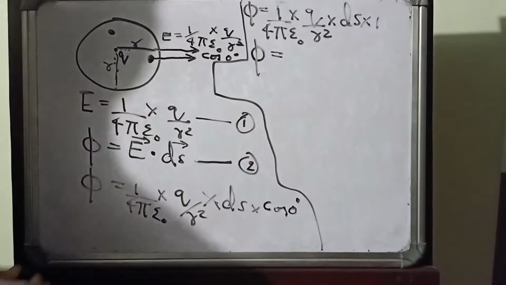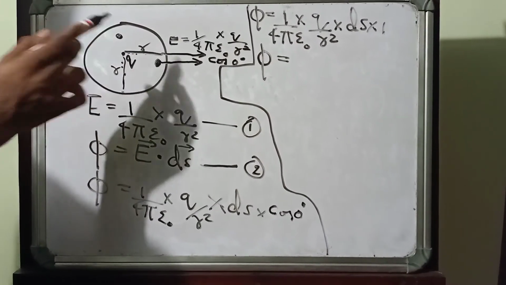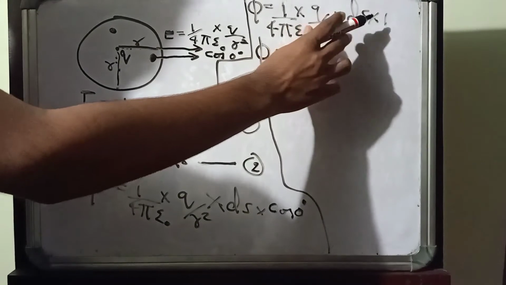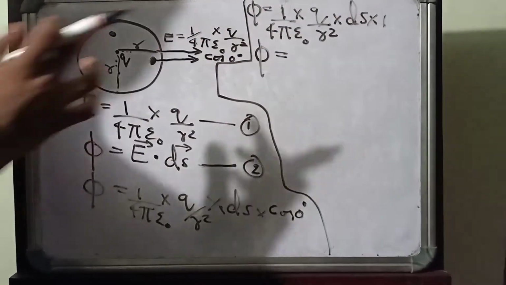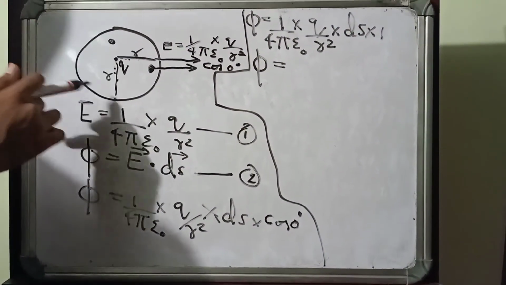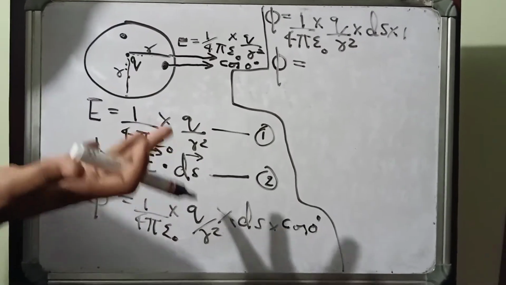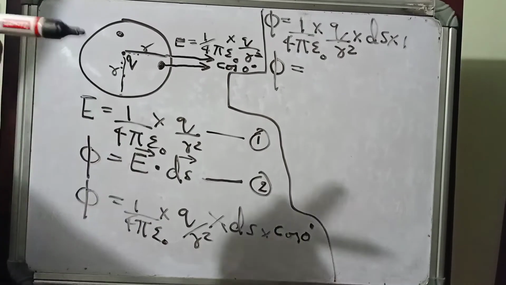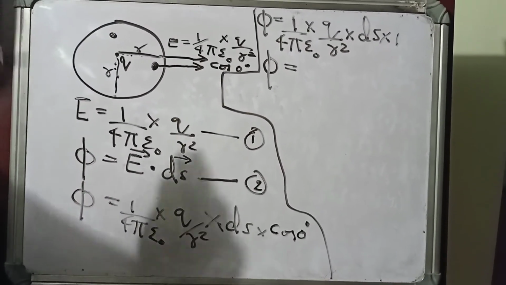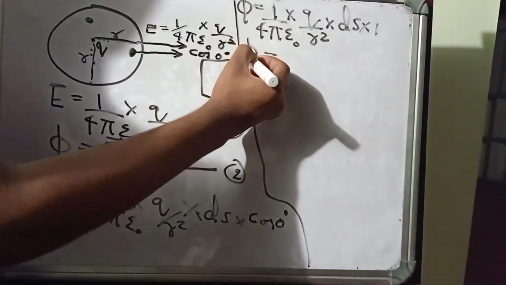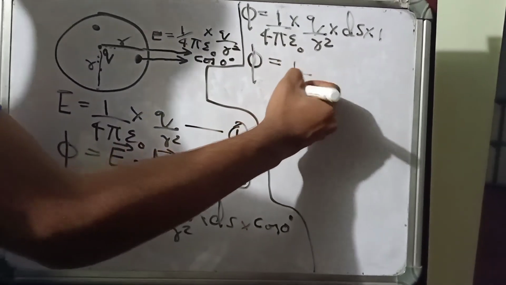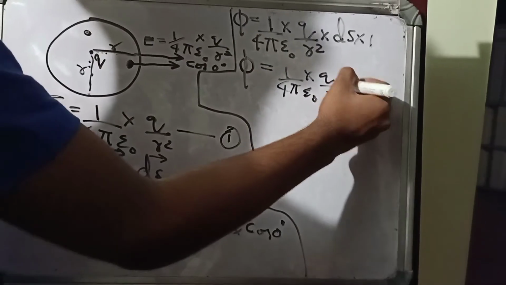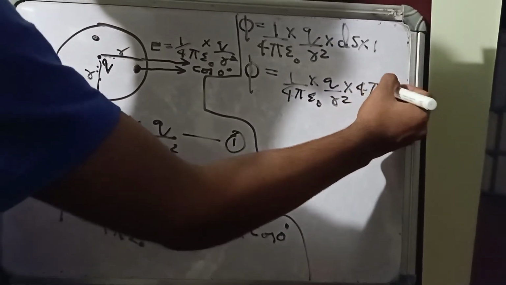this ds, the area, and since this is a sphere, we write the area as 4 pi r square. When the shape changes to a triangle or rectangle, one condition is necessary: it should be a closed, enclosed surface. So because it's a sphere, in place of ds we take 4 pi r square.